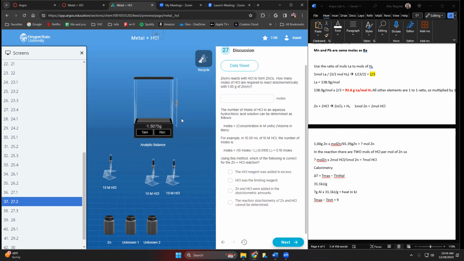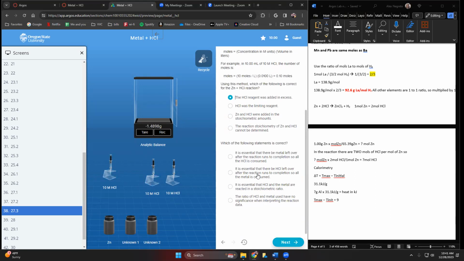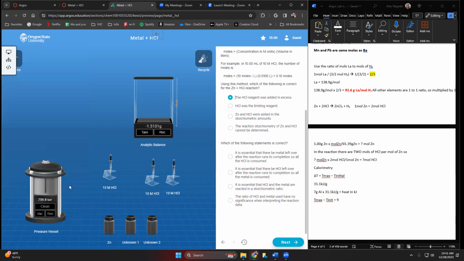Now, just so you know, and again, we don't really talk about this in the lecture, but the hydrochloric acid was added in excess, right? And the reason that we added it in excess was to make sure that all of the metal in this pressure vessel reacts. We just want to ensure that it all reacts, that we get our correct pressure, and we can't get that until all of it reacts. So it's essential that there be hydrochloric acid left over after the reaction runs to completion, so all the metal is consumed.